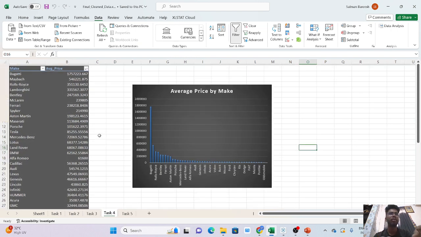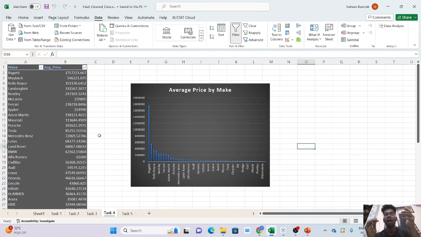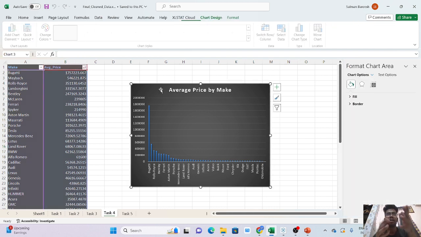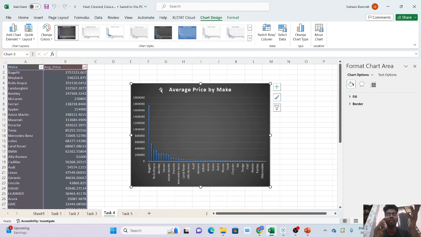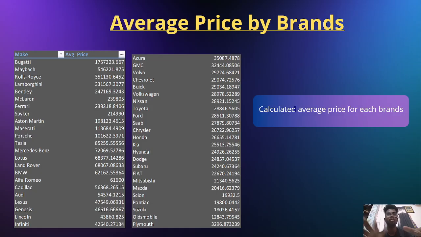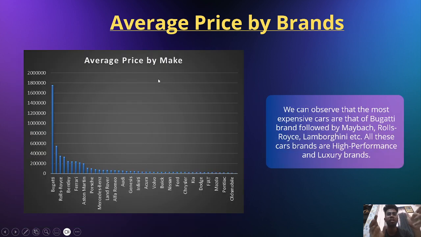Then we have task 4. Task 4 is that we have to find the average price for each brand. We have calculated the average price for each brand. This is that output. Then we have visualized it using a bar chart.